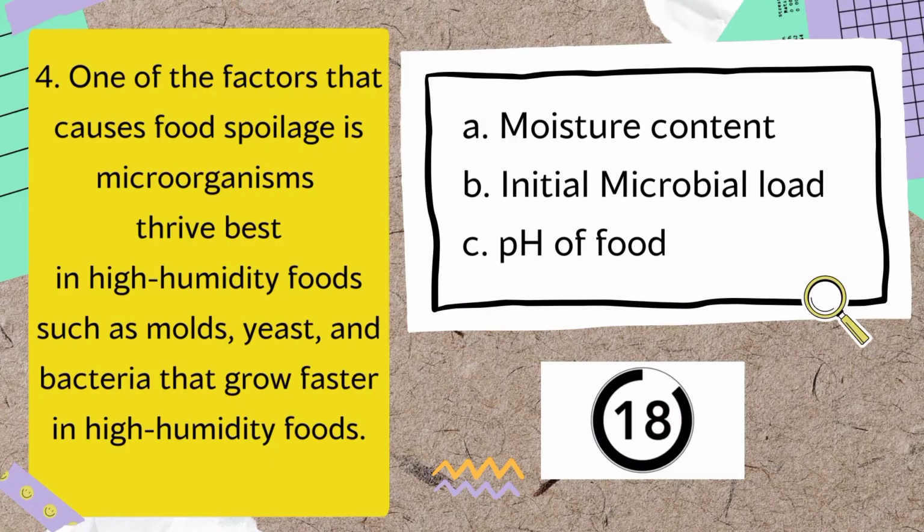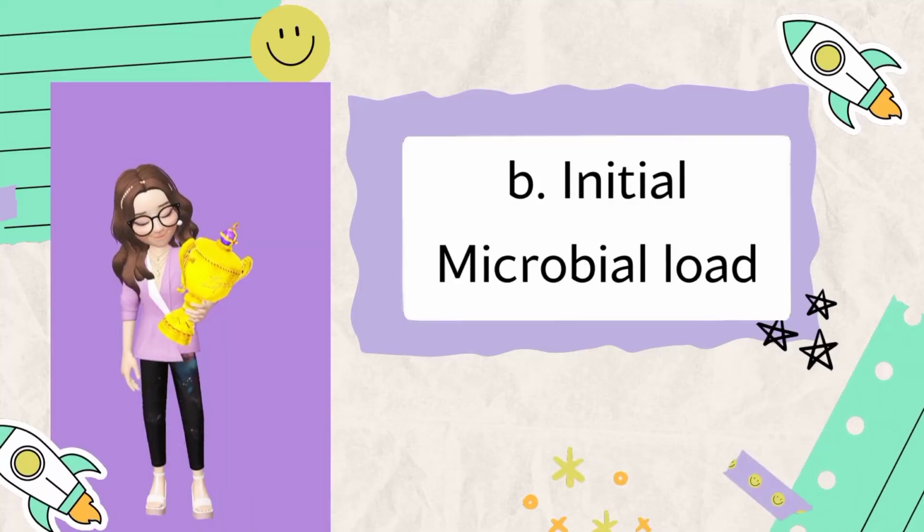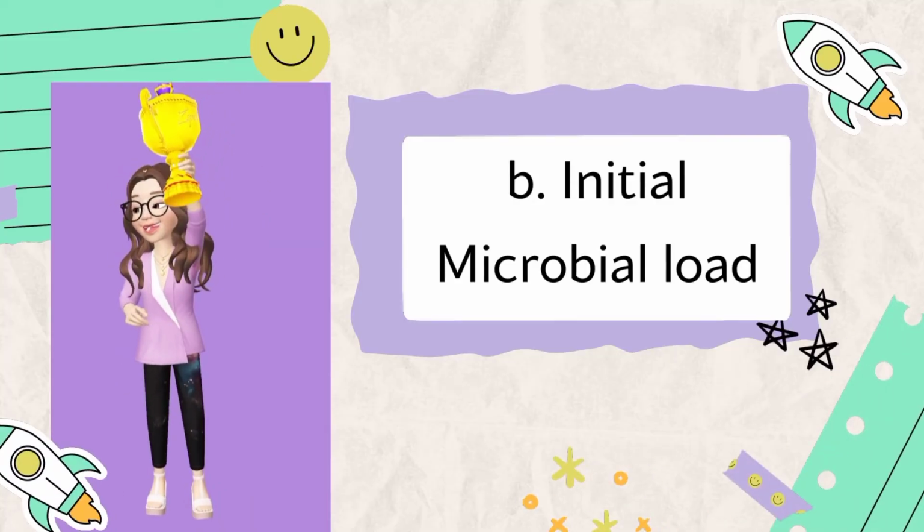4. One of the factors that causes food spoilage is microorganisms that thrive best in high humidity foods, such as molds, yeast, and bacteria that grow faster in high humidity foods. A. Moisture content. B. Initial microbial load. C. pH of food. Answer: B. Initial microbial load.